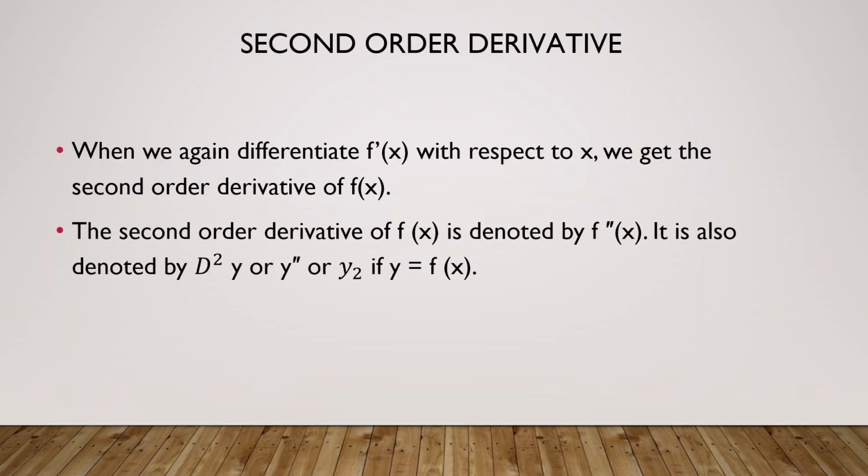Next concept is the second order derivative. Now you're given the function y is equal to f(x), you first differentiate it, you get f dash of x. When you again differentiate f dash of x, you get the second order derivative of f(x). And it is generally denoted by f double dash of x or d square y by dx square or y double dash or y2, where your function is y is equal to f(x).